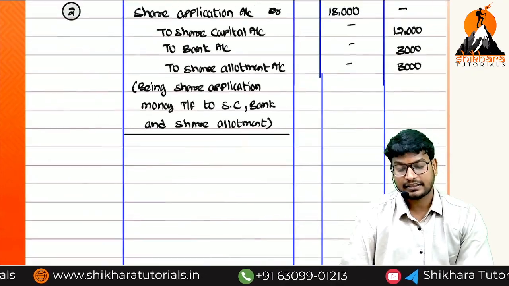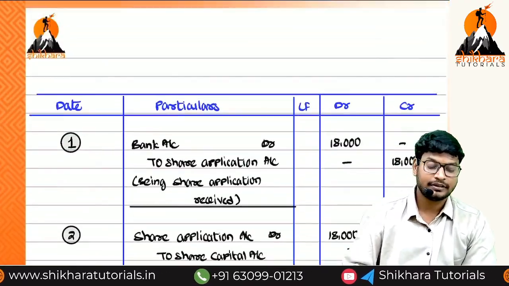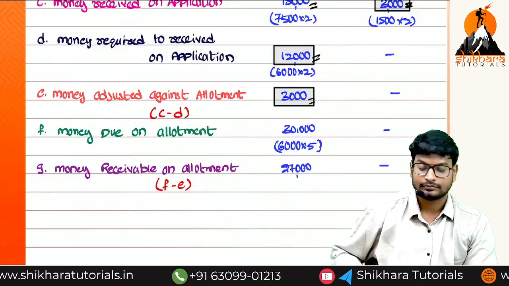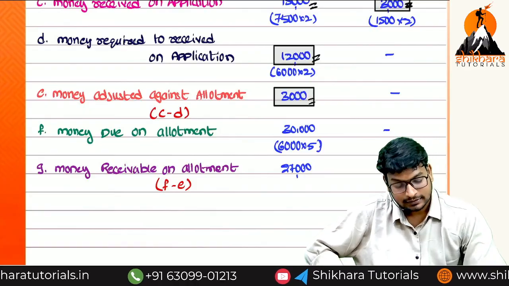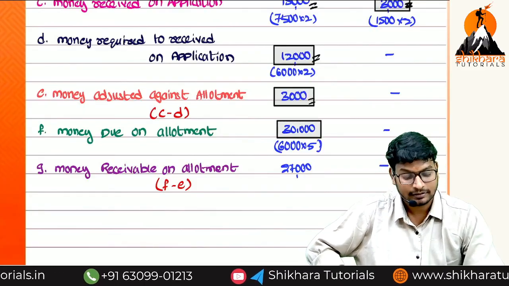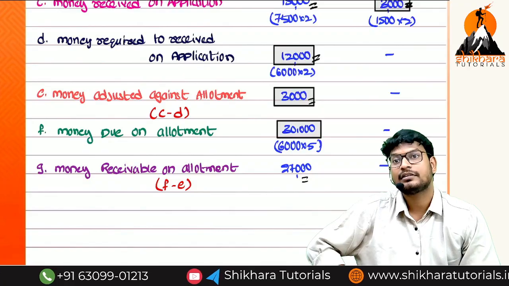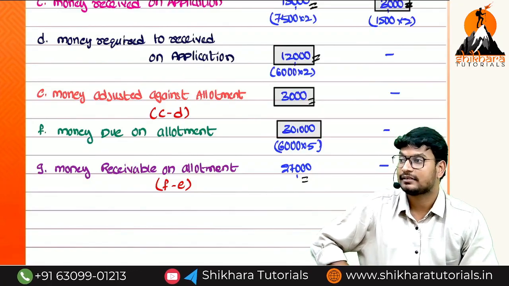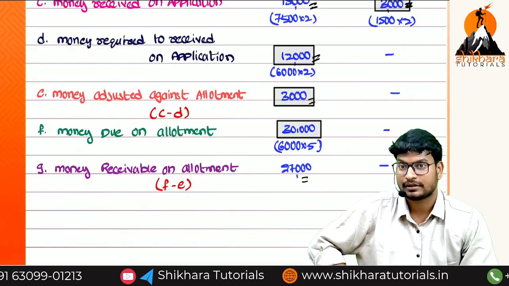What is the next entry? Share allotment due. How much amount do we have to write? 30,000. Due we have to write for 30,000. At the time of receipt, 27,000 we have received, but we have not received certain calls in arrears. Okay? And there is a securities premium also. Please remember. Okay?